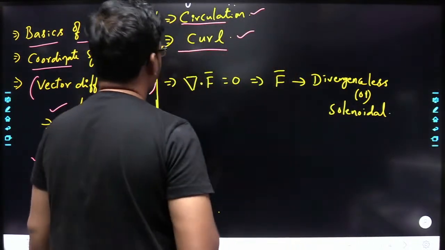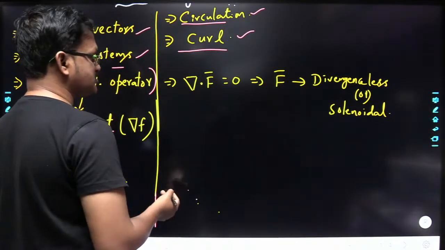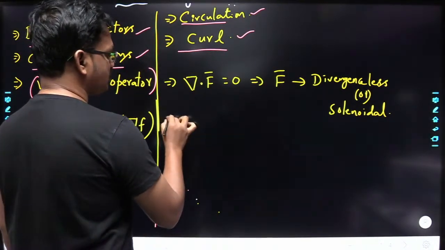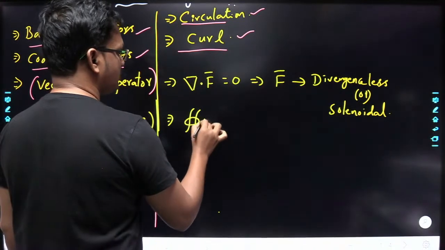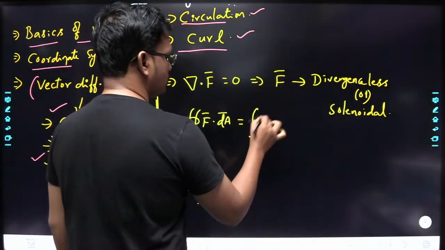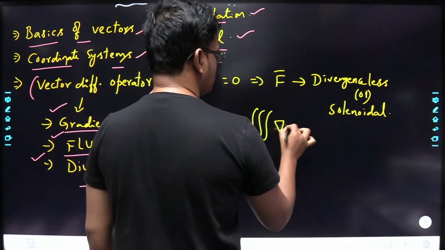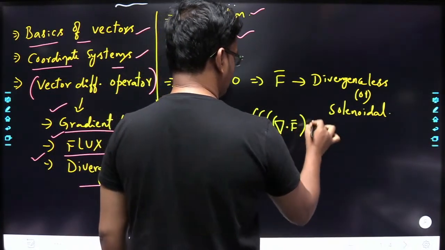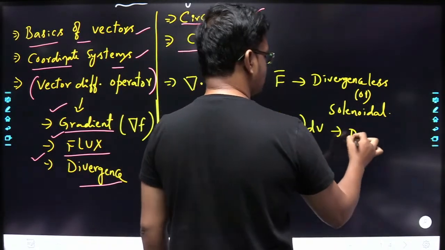Next we have studied the divergence theorem also here. What is the divergence theorem? The closed surface integral of F bar dot dA bar is equal to the triple integral of divergence of F bar into dV. This is nothing but the divergence theorem.